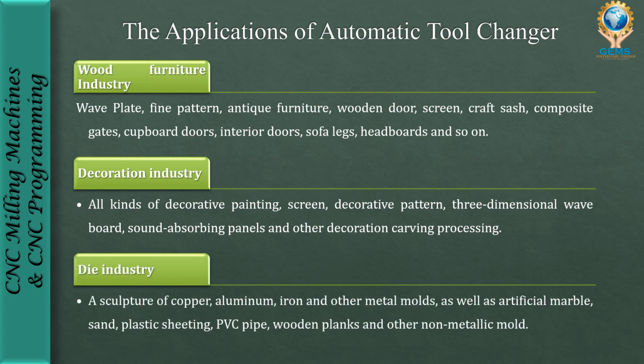And the die industry. In the die industry, sculpture of copper, aluminum, iron and other metal molds, as well as artificial marble, sand, plastic sheeting, PVC pipe, wooden planks and other non-metallic molds. They are in need of an automatic tool changer.